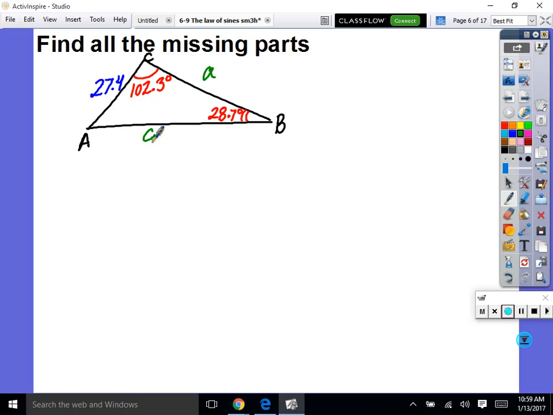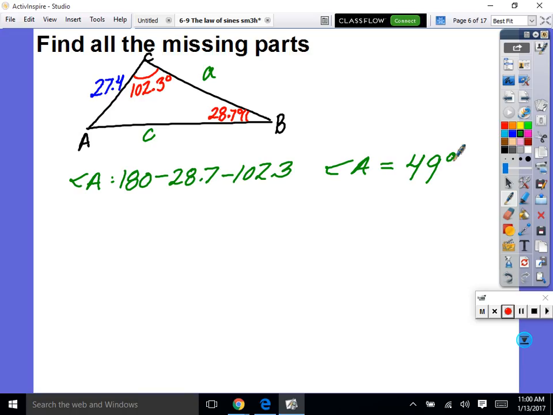Okay, so here we go. Let's go for it. We're going to use the law of sines. First of all, we could find angle A really quickly, right? Angle A is 180 minus 28.7 minus 102.3. So angle A is 49 degrees. Check. We've taken care of that. I'm going to write that in.